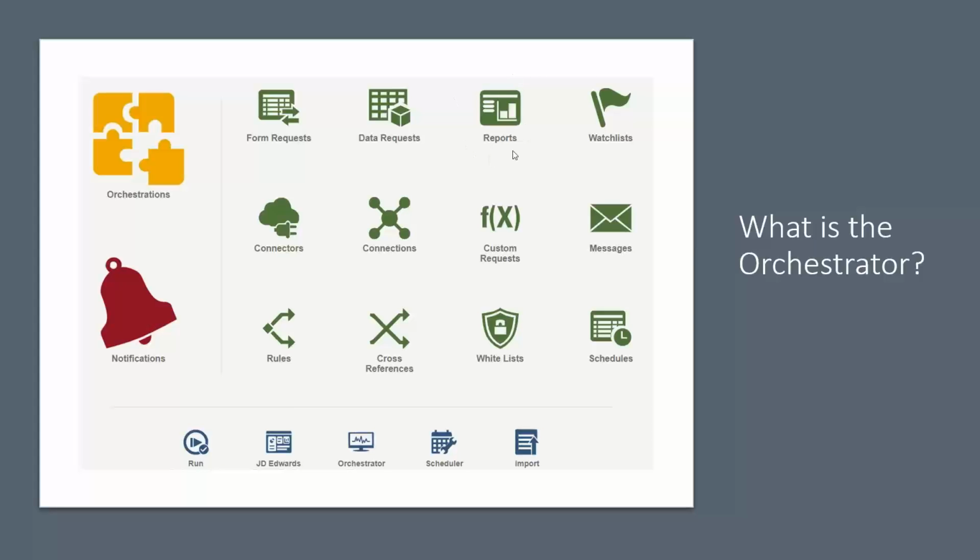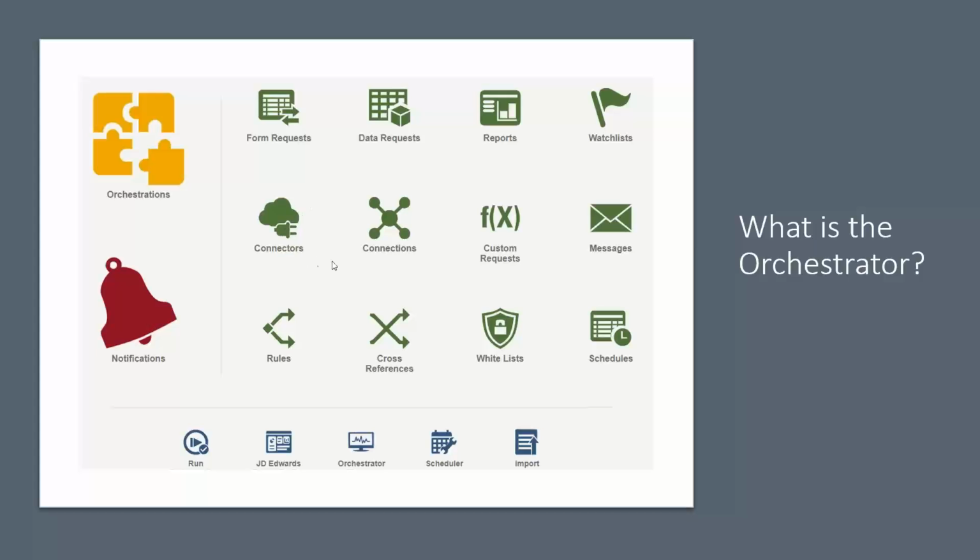Next, we have reports, which is really just a way of running any batch application in JDE. We can use those components to pass data selection or processing options into the reports, and then we can take the result of those reports and use them in a future step, such as sending them out in an email or transferring them to an FTP server. We have watch lists, which allow us to get some data from a watch list that exists in JDE.